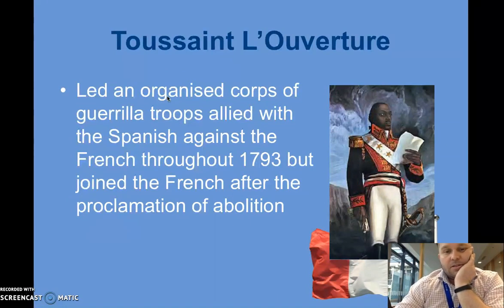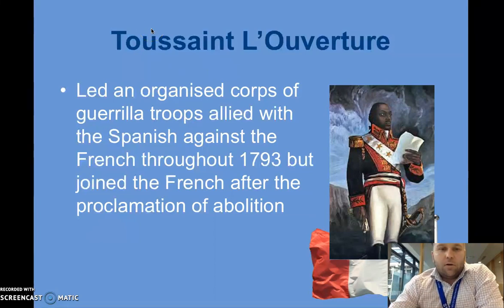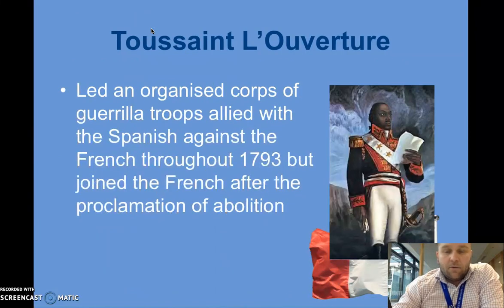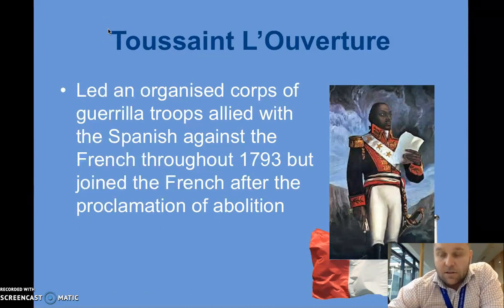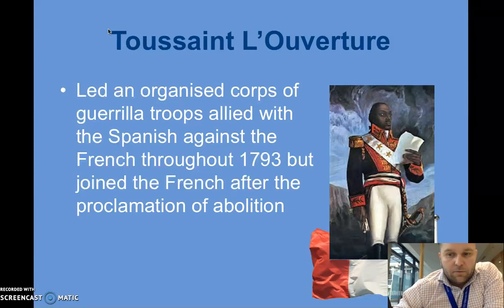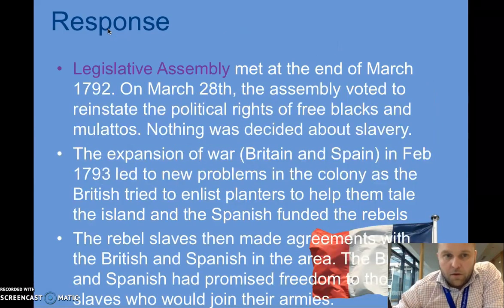happened. We also have this gentleman here, who again organised the guerrilla troops. We'll find out that later on he actually sides with the English and the Spanish to kind of force the hand of the French. Okay, but later on he reverts back. I think 1795 reverts back with the French to actually fight the Spanish and British. So it was kind of an astute political move.